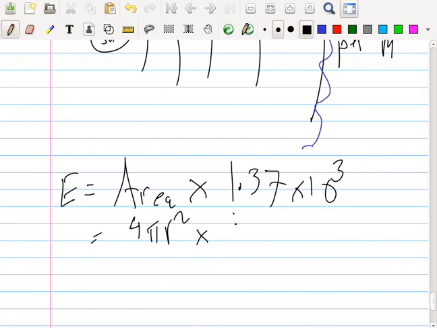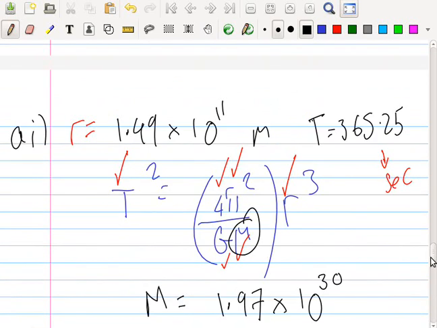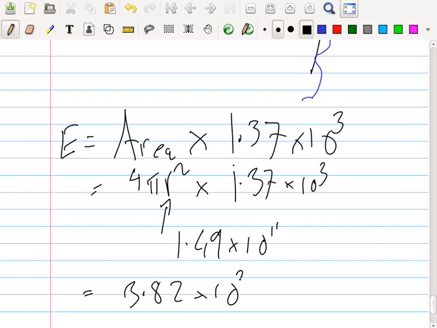Multiply that. Anyways, the radius you use here is the big one, the 1.49 times 10 to the 11. So when you put those numbers in, out comes 3.82 times 10 to the 26 joules. Cool, dudes? Yeah. Write that down, please.